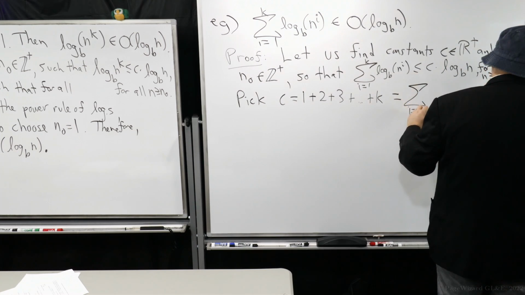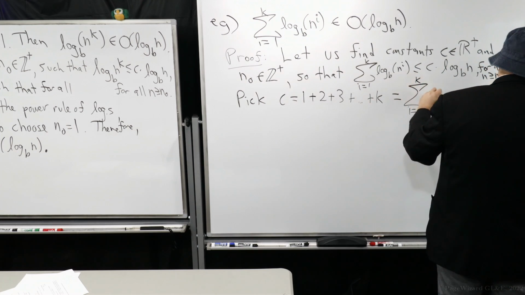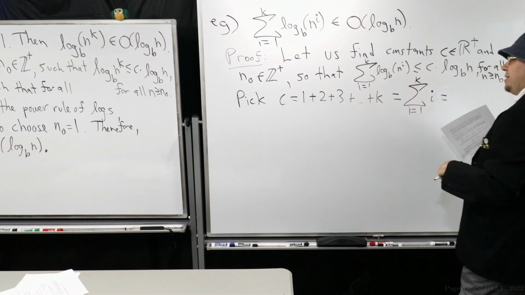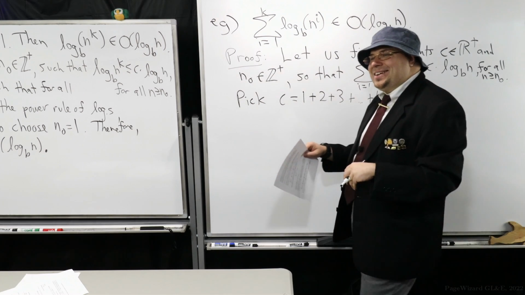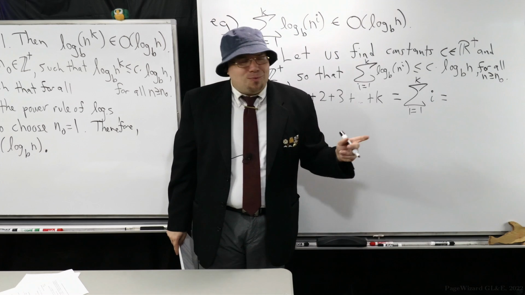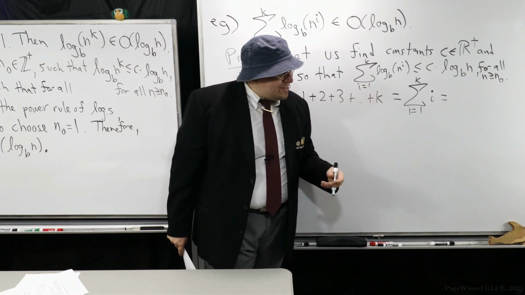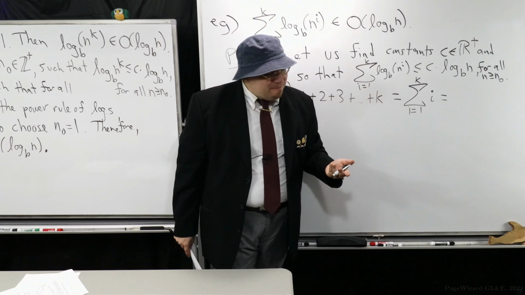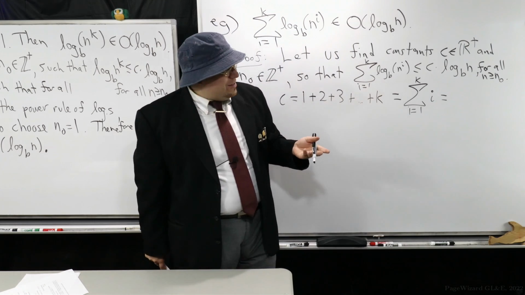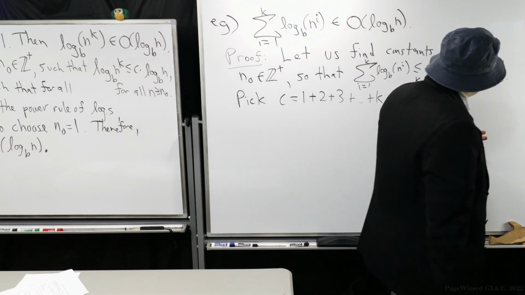So this is just the sum from i equals 1 to k of i. Now you might ask, Dan, what are we going to do with that? We want to know what that means. So let's think about this. This is one way you can derive it if you need to come up with it offhand.